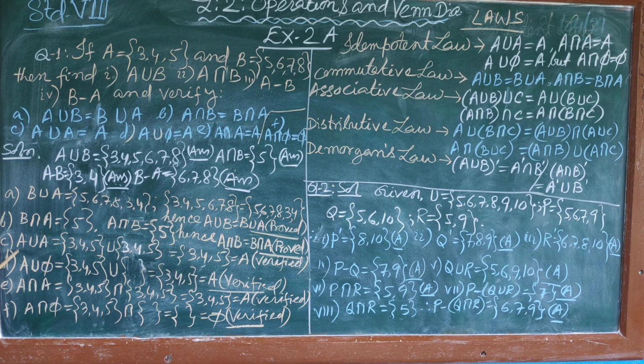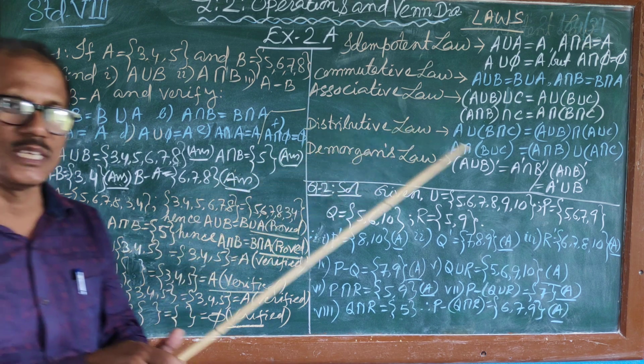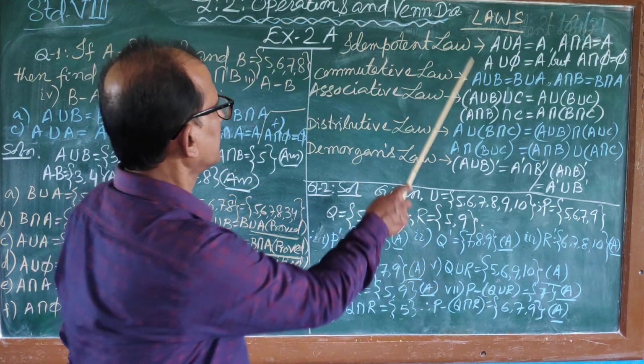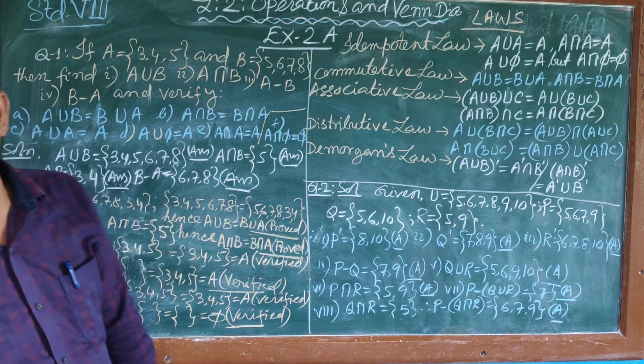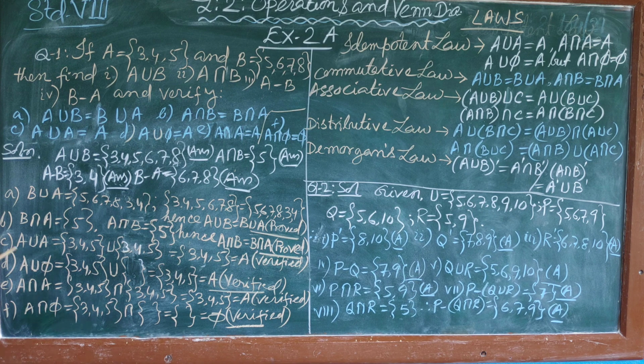Now, moving on to C. C asks you A union A is equal to A. Any set union itself will be the set itself. I don't put it in a law, we have learned it. Now we can prove it. A union A. Write down set A: 3, 4, 5.